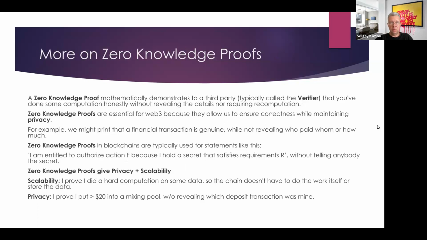Of course, we can build much more complicated stuff, but let's go deeper into this. So this is all based on mathematics. We mathematically demonstrate to the verifier that we've done some computation honestly, without revealing the details and without requiring recomputation. So it's essential for Web3. Why is it essential for Web3? Actually, zero-knowledge proofs give us two very important things when we use blockchain: privacy and scalability.